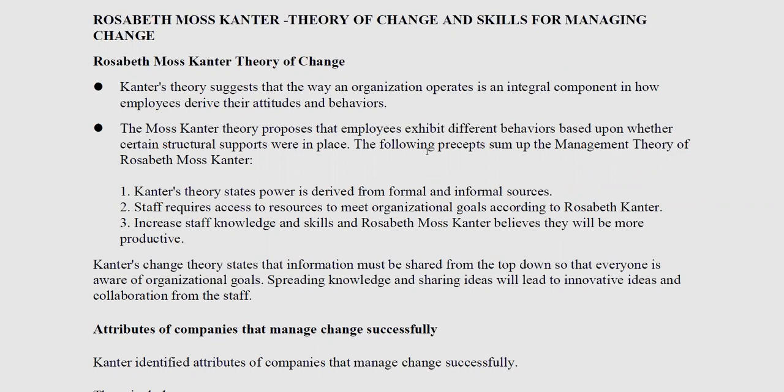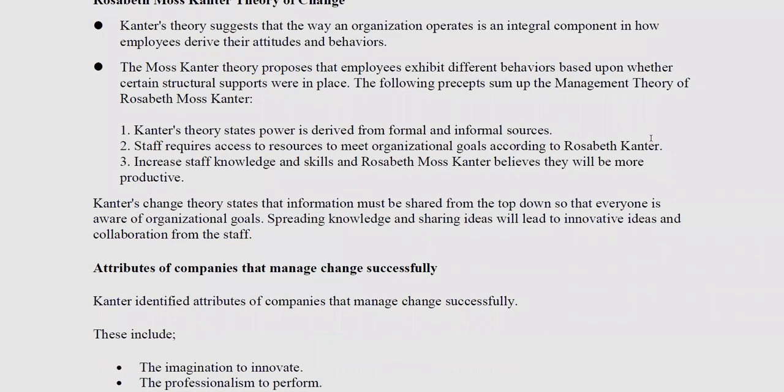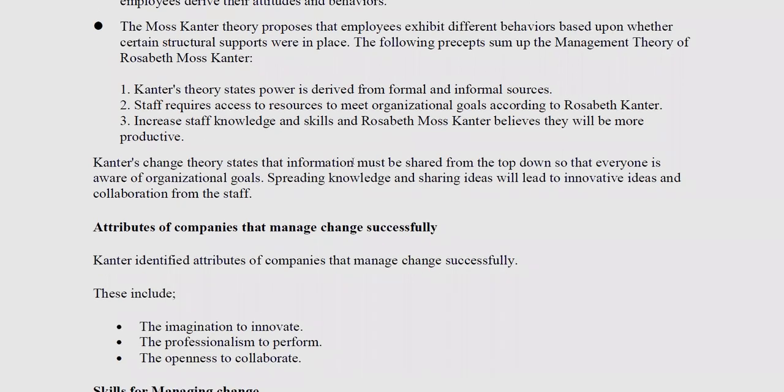She states that power is derived from formal and informal sources, and staff require access to resources to meet organizational goals, according to her, and to increase staff knowledge and skills. Kanter also believes that if these things are in place, they will be more productive. Now, she has a chain theory that states that information must be shared from the top to the bottom so that everyone is aware of their goals. And spreading knowledge and sharing ideas will also lead to innovative ideas and collaboration from staff.